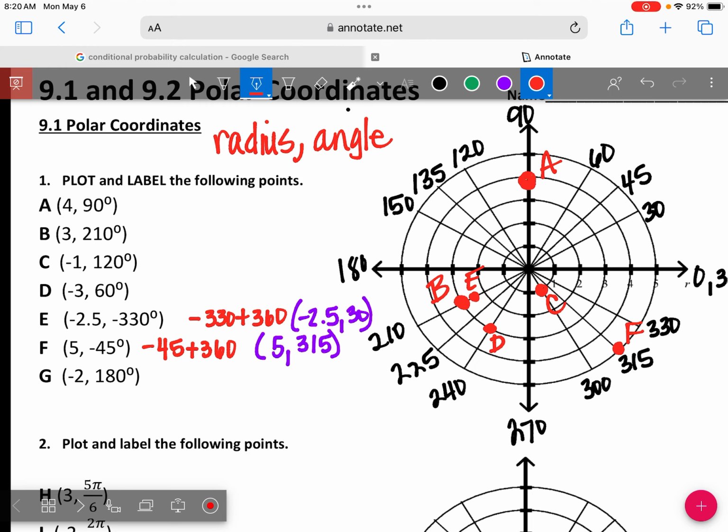And then lastly, you have 180 and negative 2. So this is 180, but negative 2 means I'm counting backwards, 1, 2. So that would be right here. So that would be G.